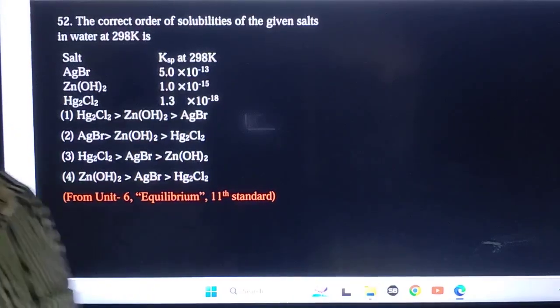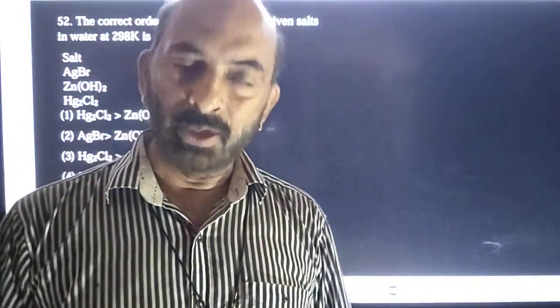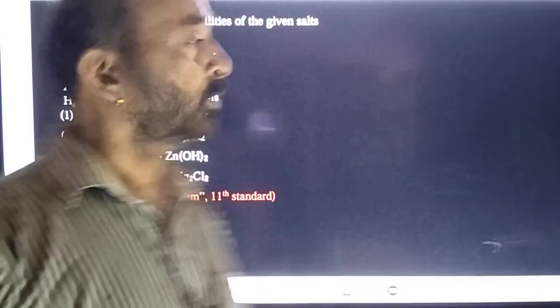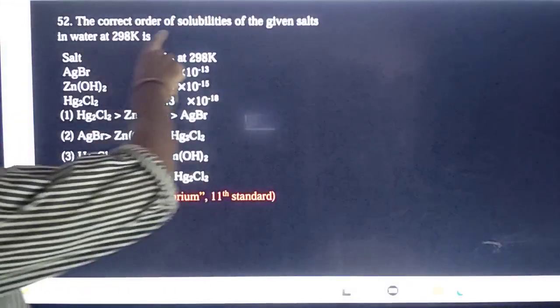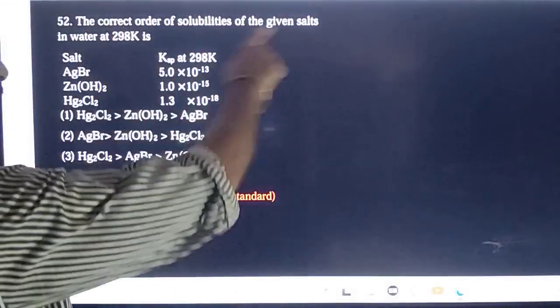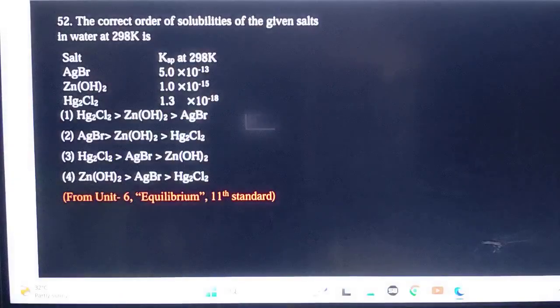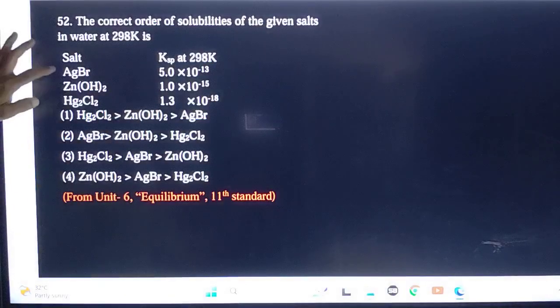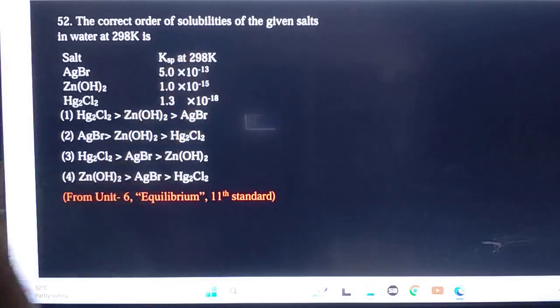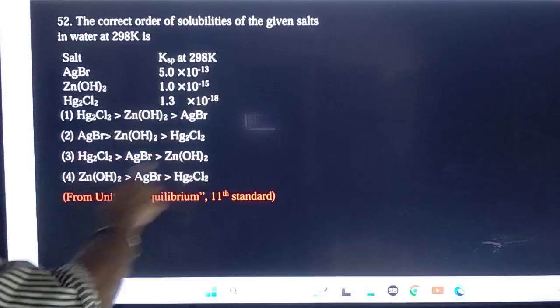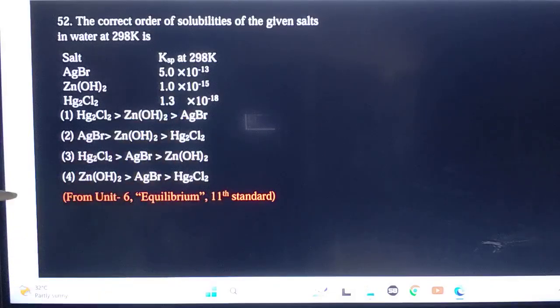The next question, question number 52, it is from equilibrium and it is related to solubility and solubility product. The correct order of solubilities of the given salts in water at 298 Kelvin. They have given 3 salts and their solubility products: AgBr, Zn(OH)2 and Hg2Cl2. After solving, you have to find which is the correct order of solubility.